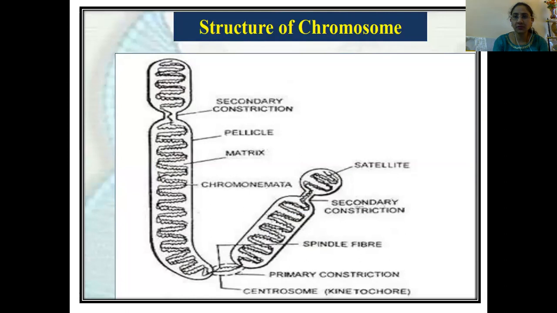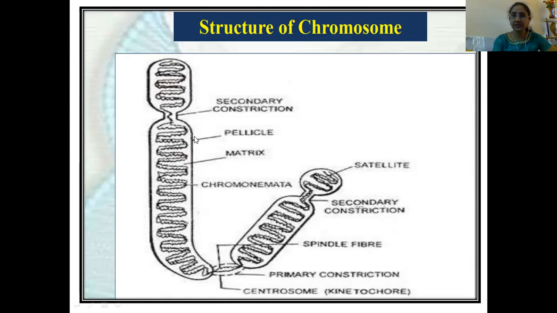Now, what is the structure of a chromosome? Coming to the structure, it has different parts, and that is why it is called the architecture of chromosomes. There will be a primary constriction and a secondary constriction. The primary constriction is here, and this one is the secondary constriction.